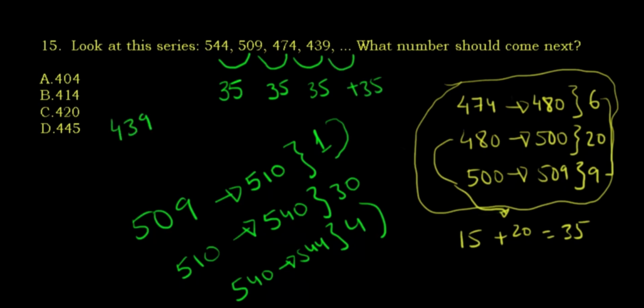So for 439, I subtract a 35 to get the next number. 404. That's my answer. Done. Although they were bigger numbers this time, did you see the pattern was so simple? You're subtracting a 35 every single time. And that's the sequence. Okay, let's move on to the next question.